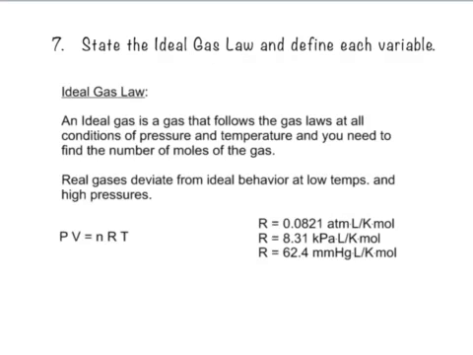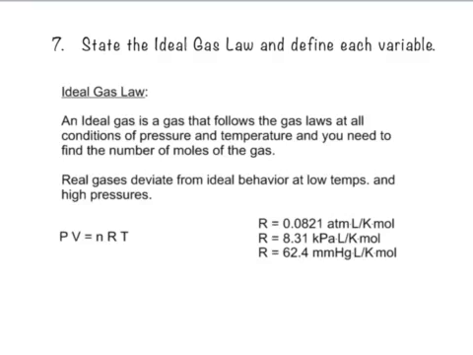Anytime you have a gas law problem that includes the number of moles, you will need to use the ideal gas law, simply stated PV equals nRT, where P is the pressure, V is the volume, n is the number of moles, and R is something called the ideal gas constant.